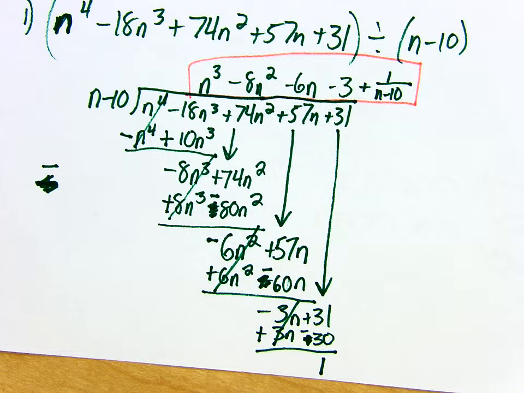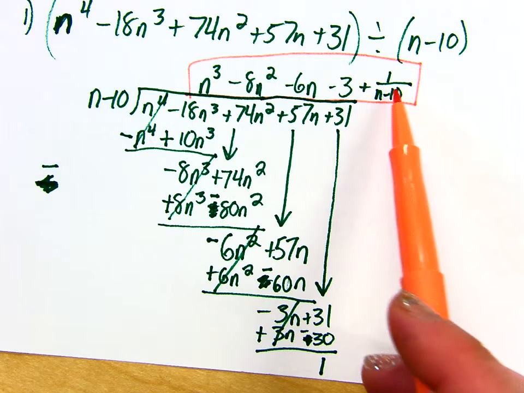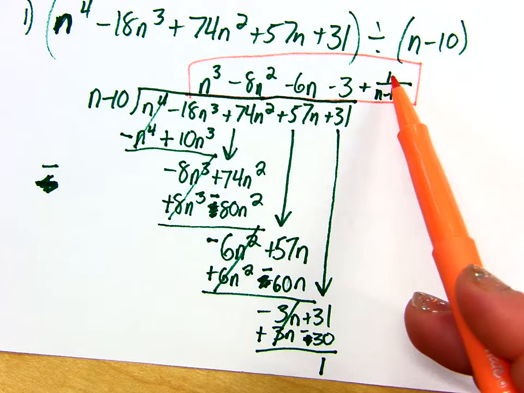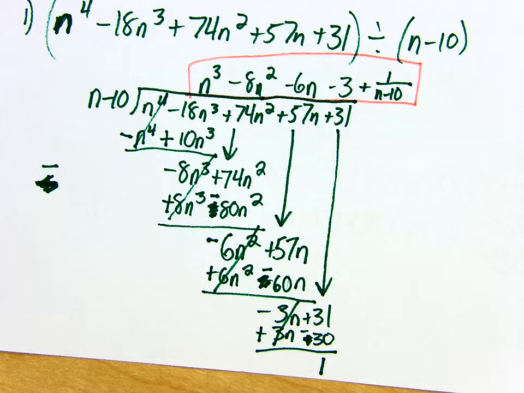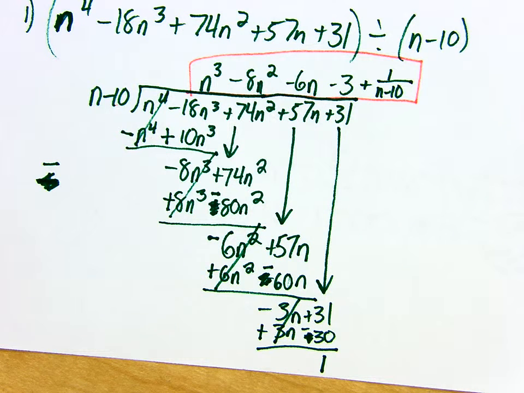Is everybody okay how I got the remainder, how I wrote it like that? It'll just take whatever your remainder is and divide it by your divisor. And that's my answer. What does it mean if you end up with a remainder of 0?